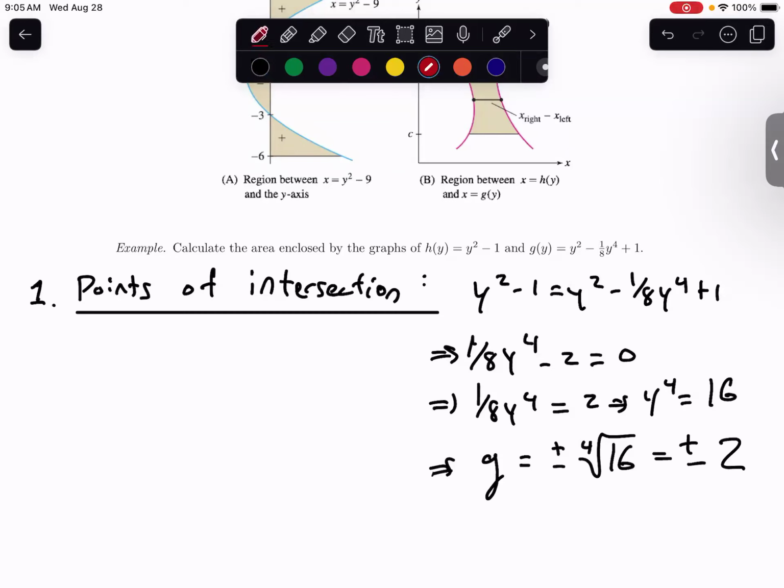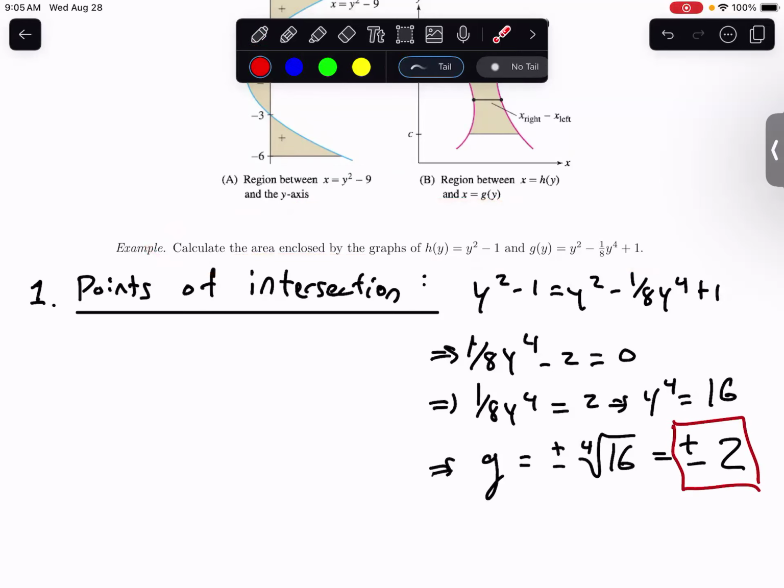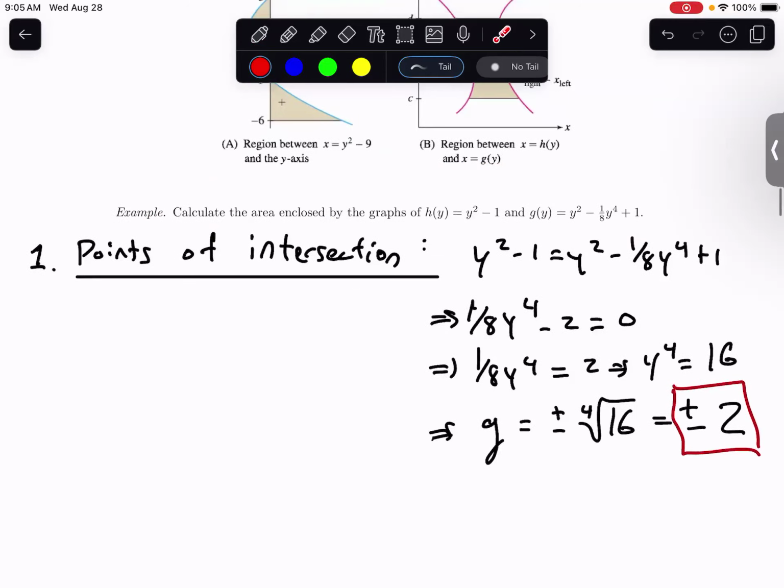The points of intersection are going to be important because the problem didn't give us a range of integration, right? Usually the problem tells us we're integrating from a certain region, like from x is equal to 2 to x is equal to 5 or something like that. This problem didn't give us that information. So the points of intersection are really going to tell us that we'll be integrating from y is equal to minus 2 to y is equal to plus 2.